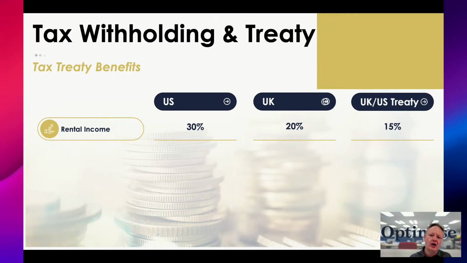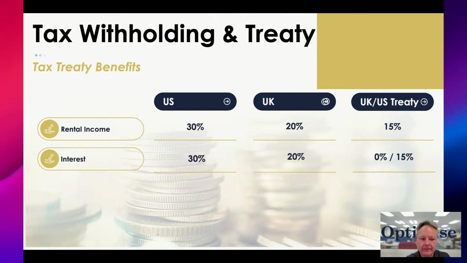So here's an example of tax withholding and the treaty, which I think is quite useful. Rental income in the US has a withholding tax of 30%. So if you've got some properties, then there is a withholding of 30%. In the UK, it's 20%. But if you use the UK and US tax treaty, then the withholding tax is reduced. So if the US try and say, well, you've got this $10,000 income, but we're withholding $3,000, actually, the treaty says it's only taxed at 15%, so you can get your money back.